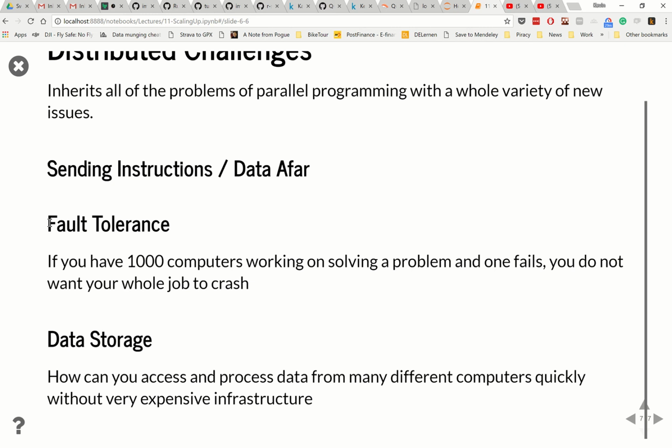Fault tolerance becomes much more important because if you have one computer, and that computer can crash, but if that computer crashes, your job's done anyways. If you have 1,000 computers working on a single problem and one fails, you don't want the entire rest of the computers to crash because one computer failed.